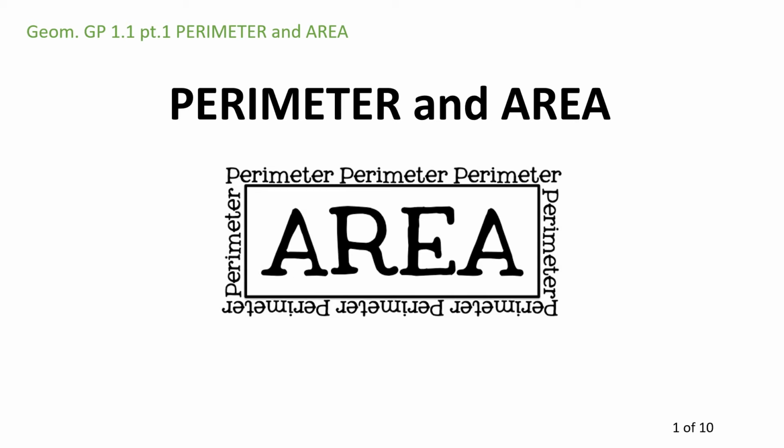Welcome, geometry students. This lesson, perimeter and area review. Just to review, the perimeter is the distance around the outside, whereas area is the area inside of a figure.